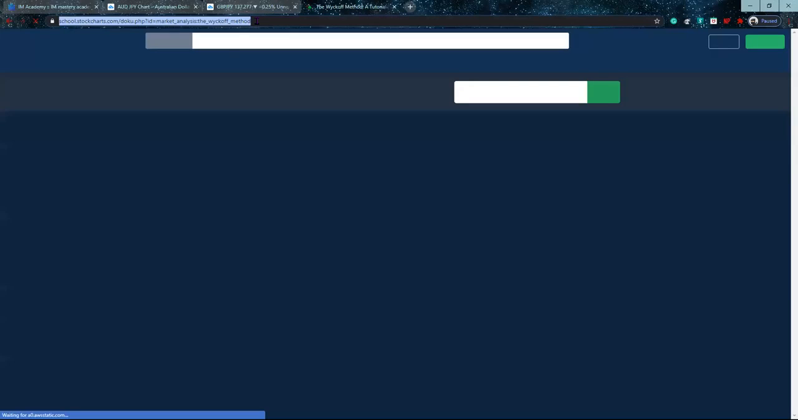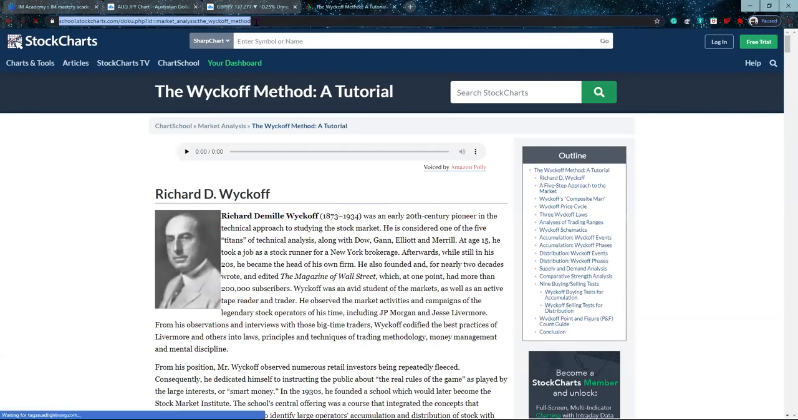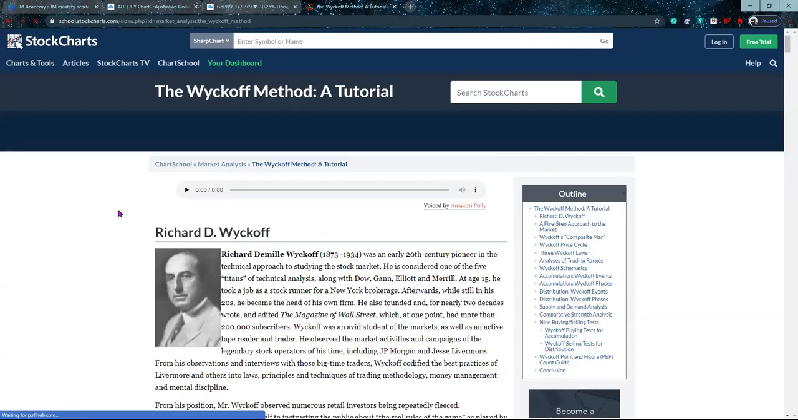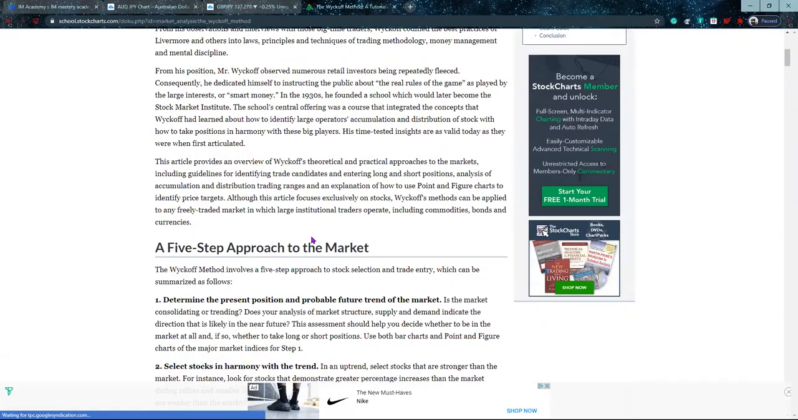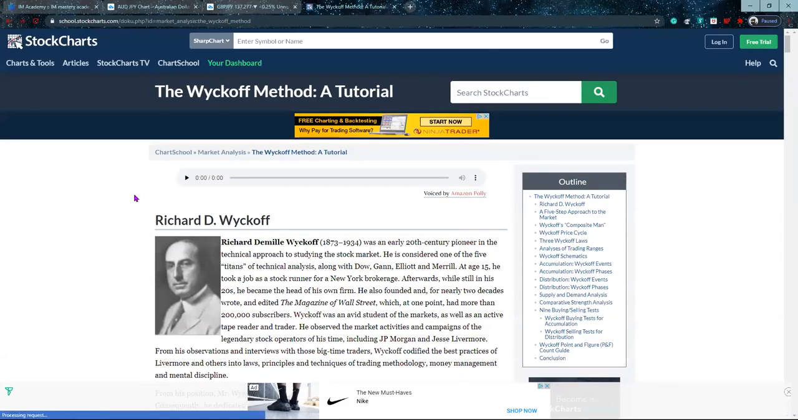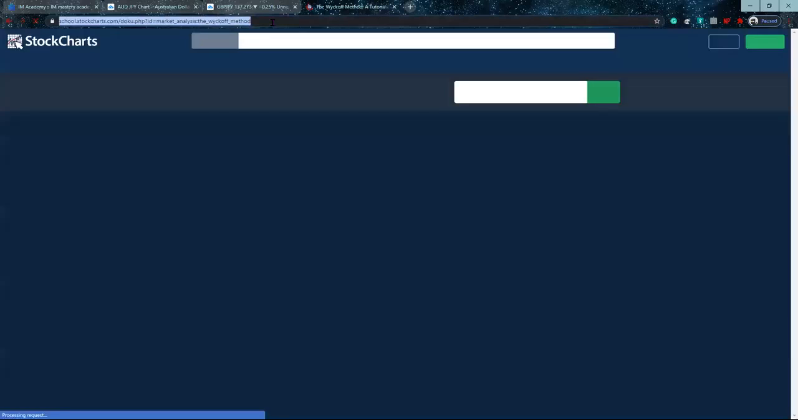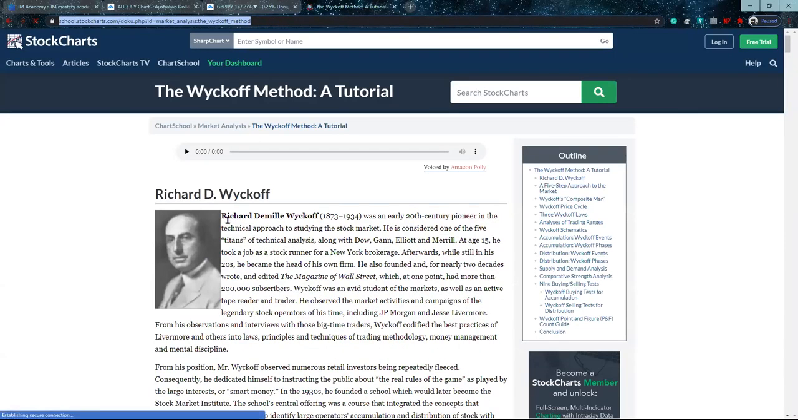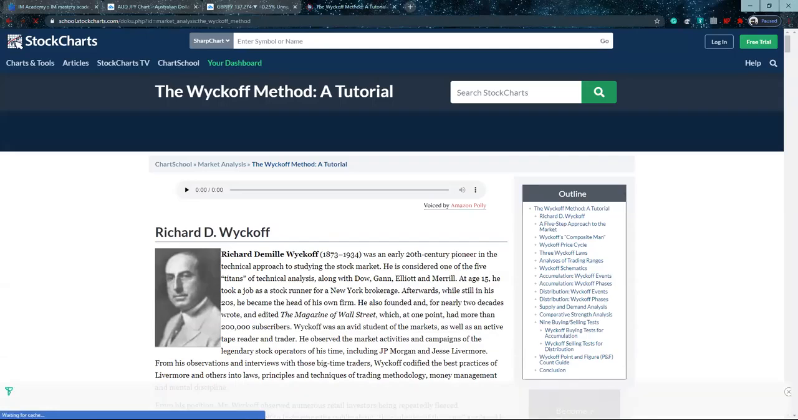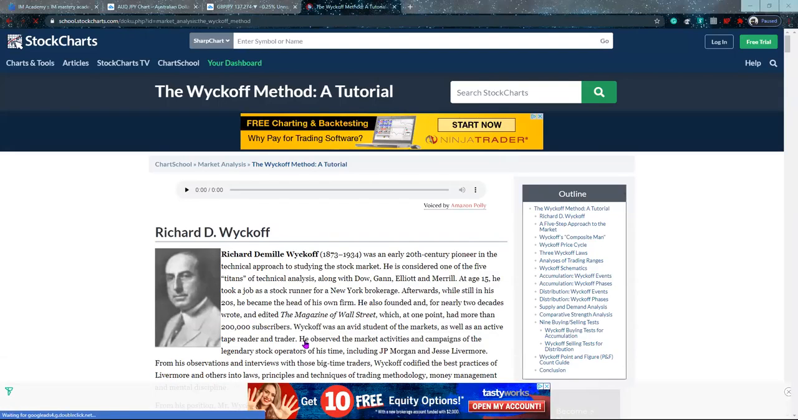You know what, guys? Because I feel very happy today, I'm going to give you guys the actual website that I used to learn this a while back. Literally, it's a tutorial of how to use the Wyckoff method. Literally, just type in Wyckoff schematics to Google and click the first link that is school.stockcharts. Literally, boom, there you go. And I will send this out to the chat to you guys.